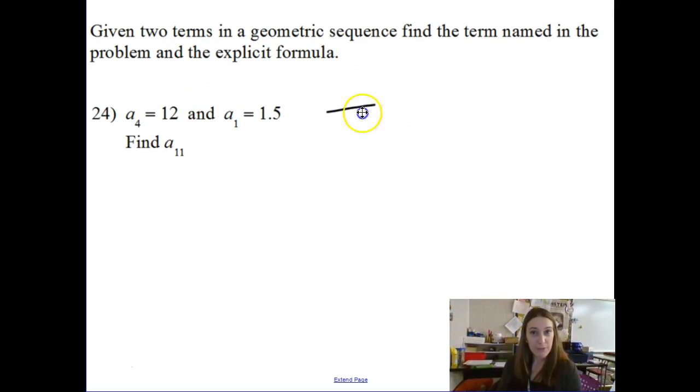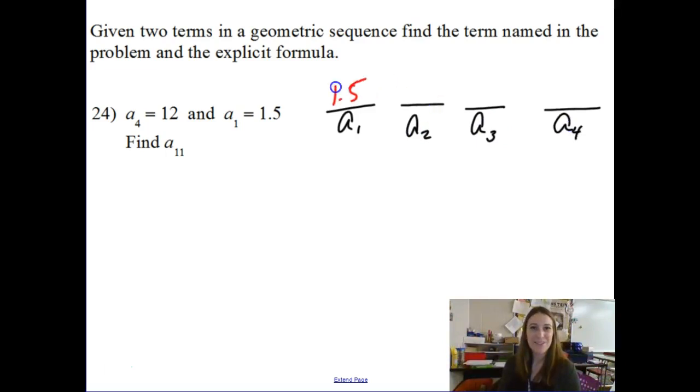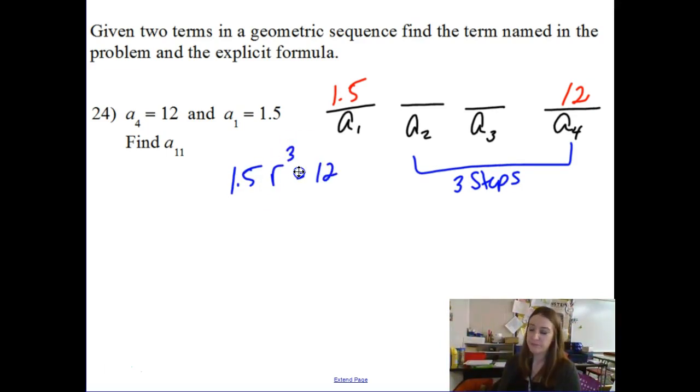So this time I do have the first term. That's nice. Okay, apparently 3 is our magic number because I'm going to go out 3 steps and find the fourth term. It's not always going to be 3 steps, guys. This worksheet really liked 3 steps, apparently. 1.5 is the starting. This guy is a 12. And I went 1, 2, 3 steps. So I started with a 1.5, and then I multiplied this common ratio 3 times, and I got a 12.